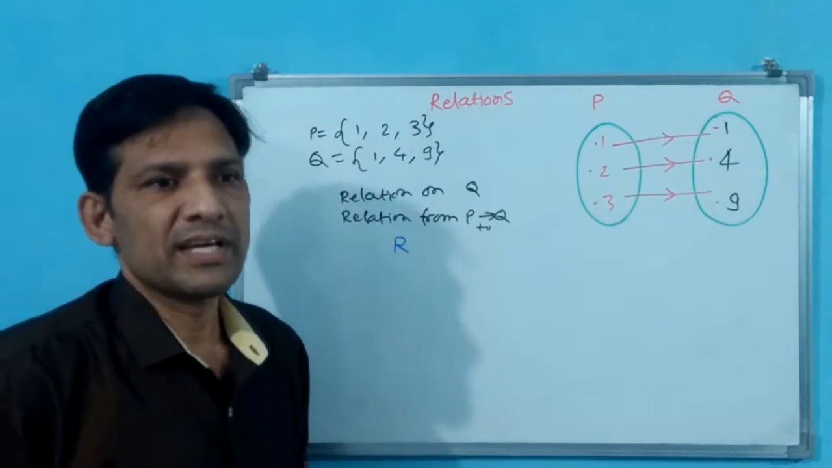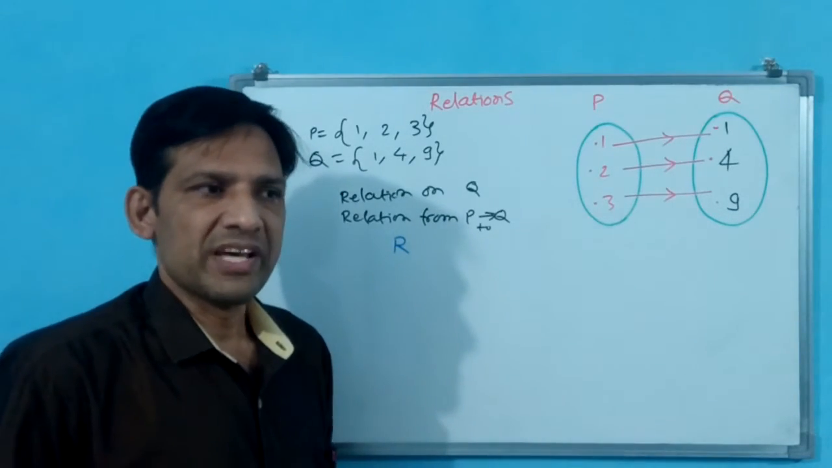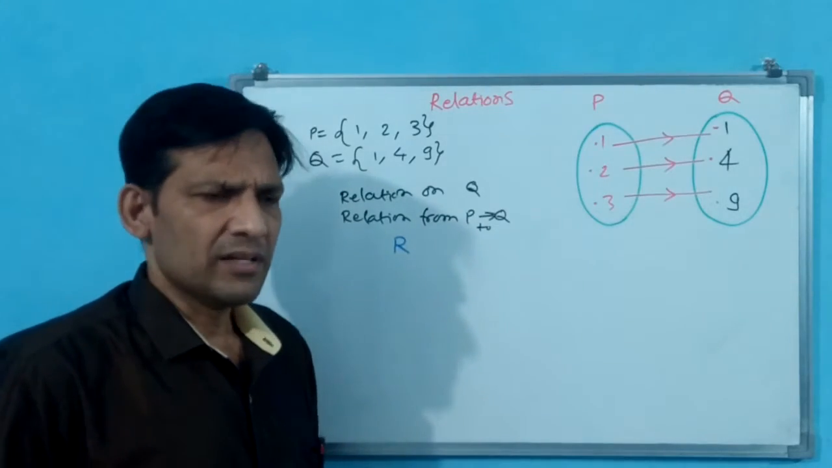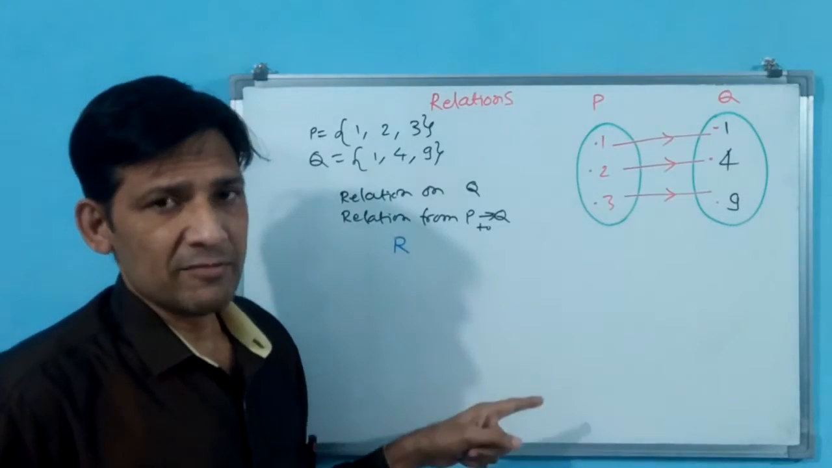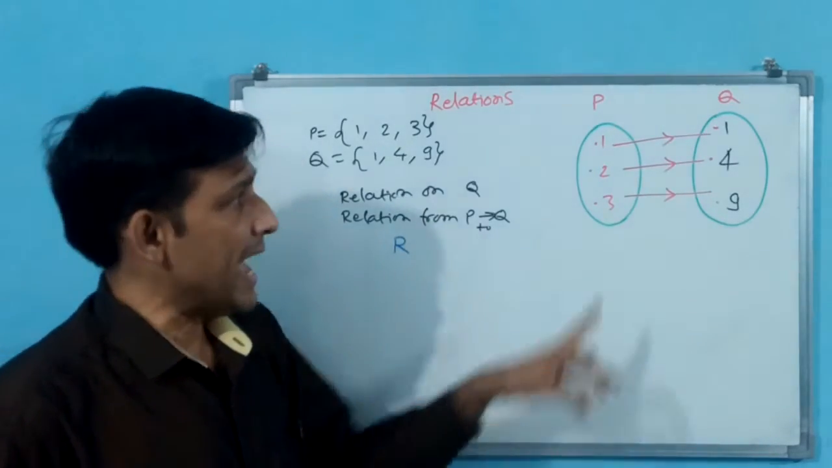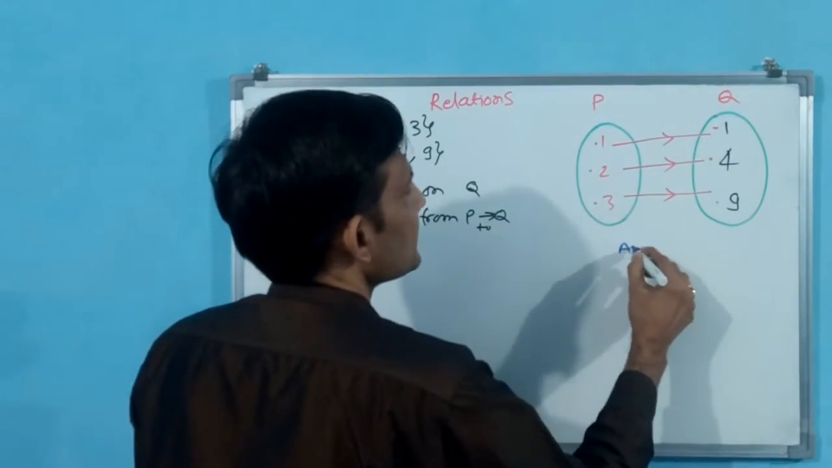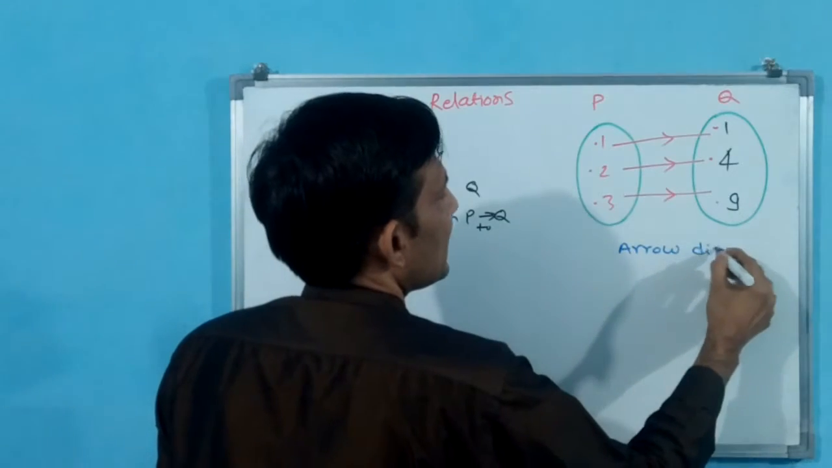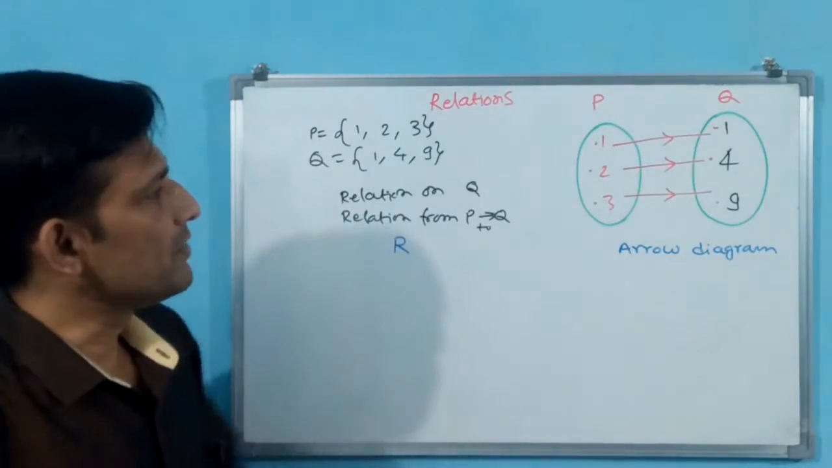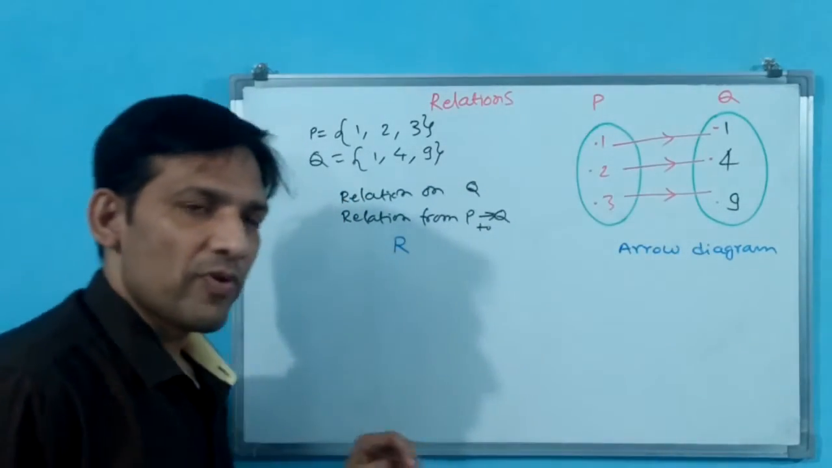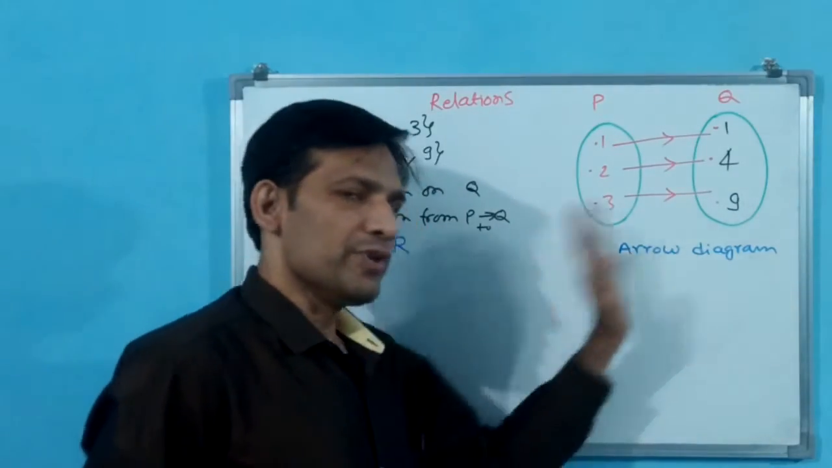Sets, how many types of representation are there? Roster form is there, set builder form is there, Venn diagram is there. Here also roster form is there, set builder form is there for relation representation. And for the third one, where sets have a Venn diagram, here an arrow diagram will come. How is the arrow diagram? See, arrows are there. Arrows from where to where? From P to Q, from A to B, from A to A. Okay.